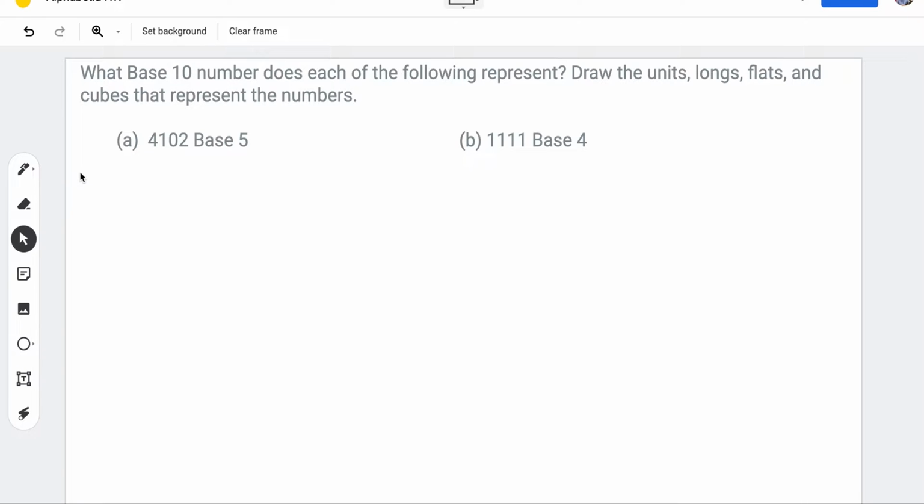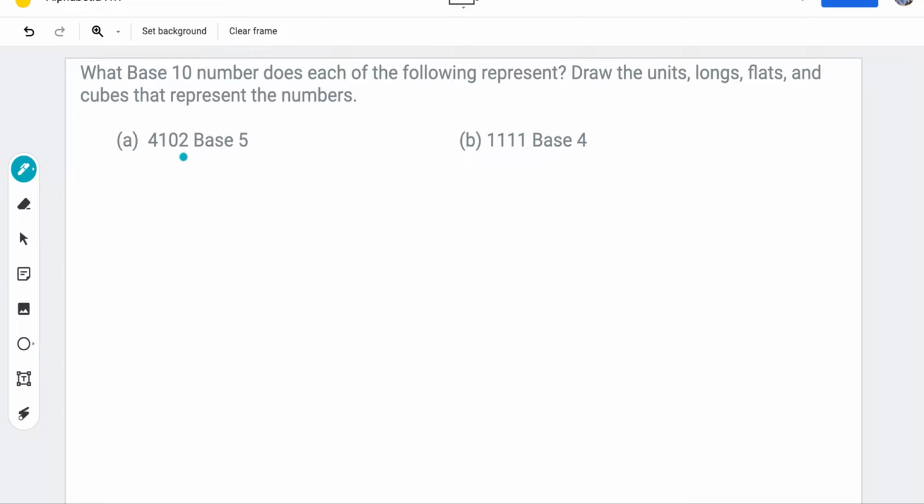So the first problem was this. What base 10 number does each of the following represent? Draw the units, longs, flats, and the cubes that represent the numbers. We're talking about base 5 here. So we know when you have 5 units, you can regroup that as one long. And if you have 5 longs, you can regroup that as one flat. And when you have 5 flats, you can regroup that as one cube, etc., etc.